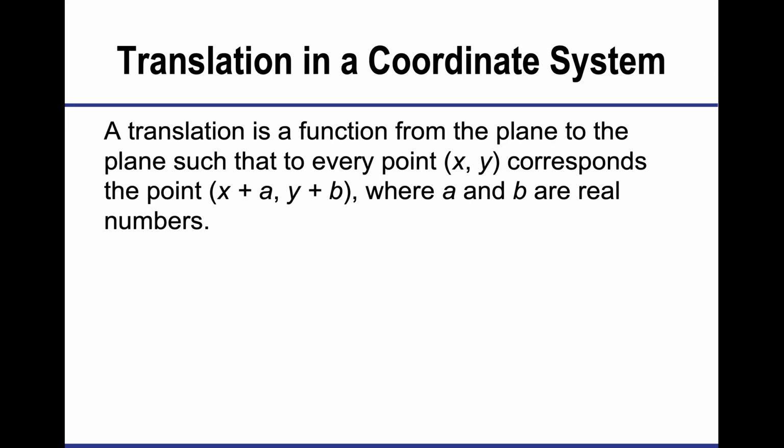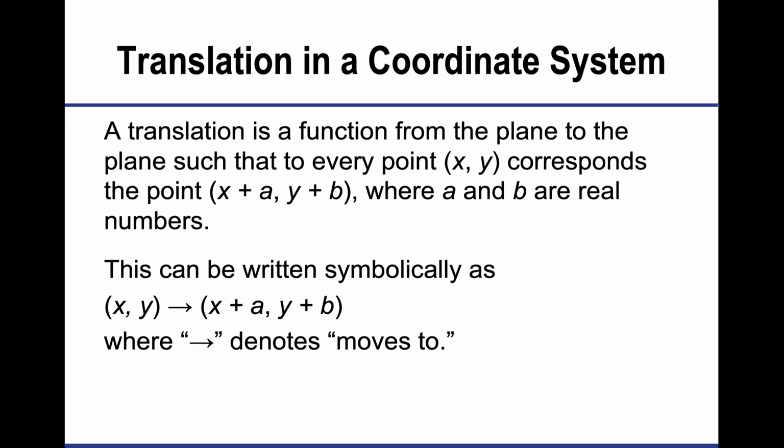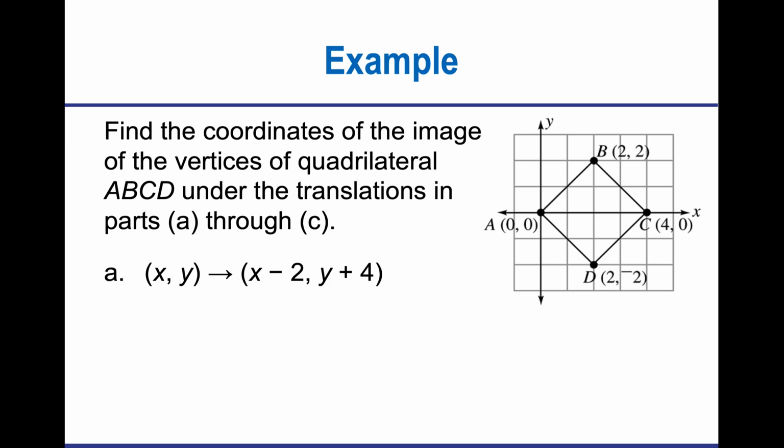In a translation within a coordinate system, we have these nice functions where I'm adding or subtracting a number to X and Y, and that's called the rule. We can write this symbolically as X comma Y, and then an arrow says moves to X plus some number, Y plus some number. So this is not the typical function that you're used to seeing in the form of Y equals. We're talking about something slightly different here.